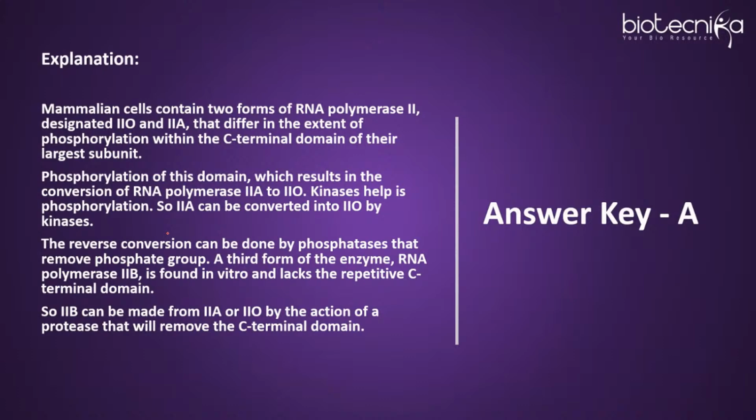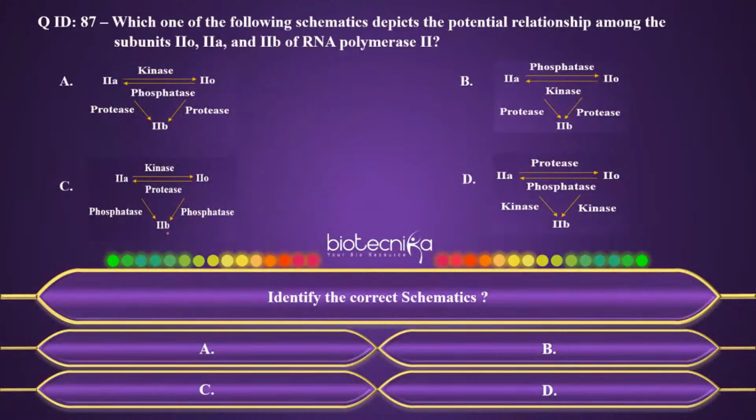So option A is the correct one here. So whosoever marked the option A, they have done it right. So the explanation here says that mammalian cells contain two forms of RNA polymerase 2, which are designated as 2O and 2A, that differ in the extent of phosphorylation within the C-terminal domain of their larger subunit. So phosphorylation of this larger subunit results in the conversion of RNA polymerase 2A to 2O. Kinases basically help in this phosphorylation. So 2A can be converted into 2O by the kinase enzymes. The kinase enzyme is basically responsible for converting the 2A form to the 2O form.